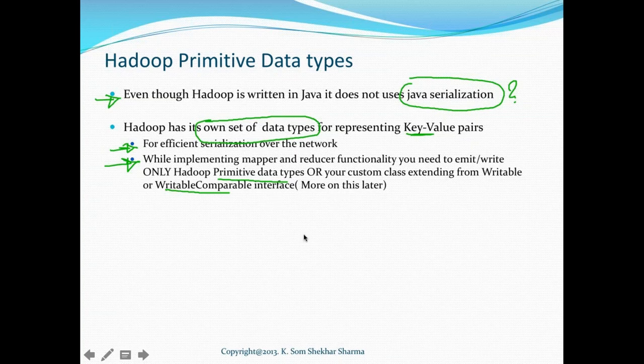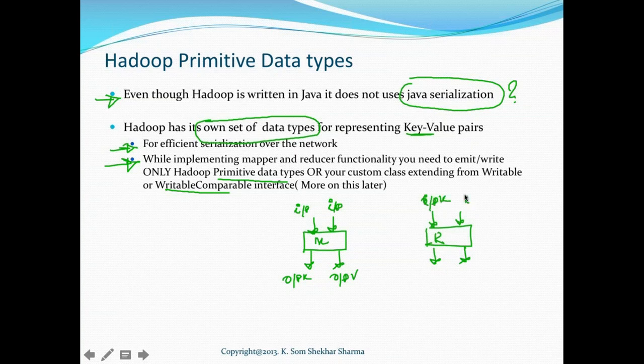What we mean by this is that we have the input key, input value, and the output key and output value. In the diagram I have drawn, let's say this is a mapper, and here we have a reducer. The reducer also receives an input key and input value, and emits an output key and output value. So the input key, input value, output key and output value should be of Hadoop data type. The rest of the functionality, that is, when you want to write the logic, can use your Java data types. Java has its own set of data types, everybody knows, right?